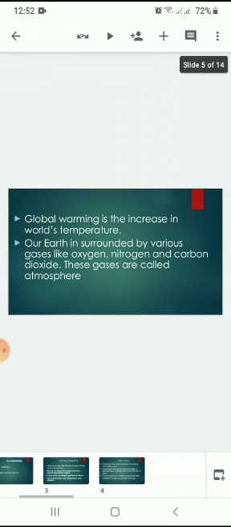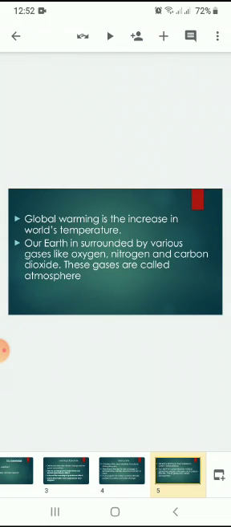Main points of today's topic are: climate is the usual weather in a place during the year. Weather is the day-to-day changes in temperature, rainfall, cloud, and wind in an area. A change in the world's normal climate patterns is called climate change. Global warming is the increase in Earth's temperature.